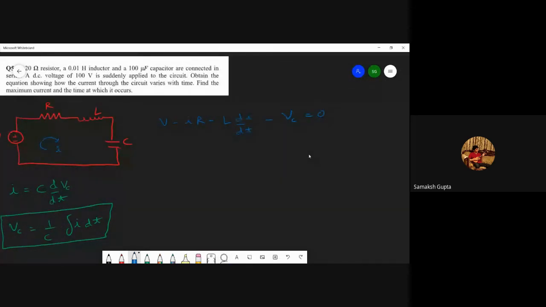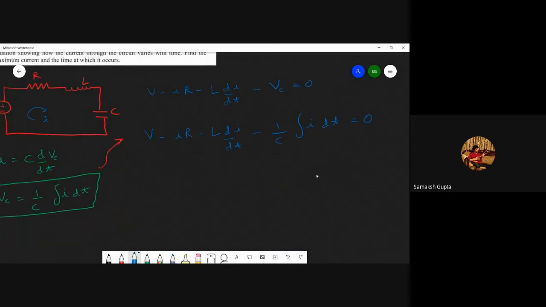After we found the expression for Vc in terms of I, we are just going to put this expression into this equation. So we will get V minus IR minus L di by dt minus 1 over C integral I dt is equal to 0. Also the limits of this integral are from 0 to t, but it doesn't matter because we're going to get rid of that integral anyways.